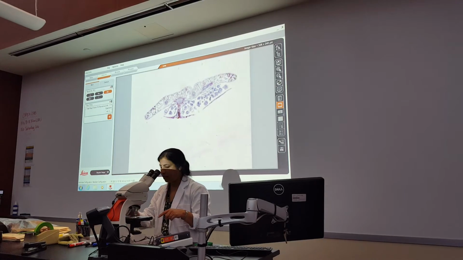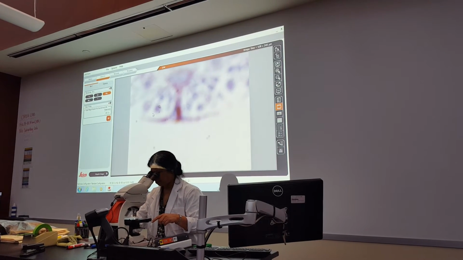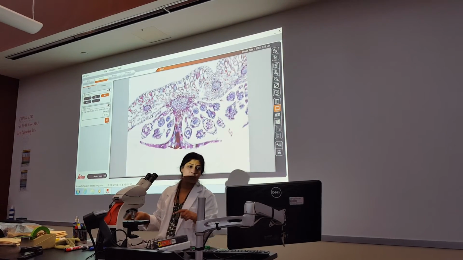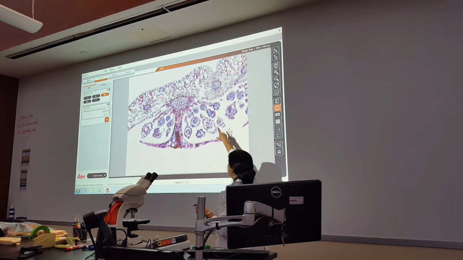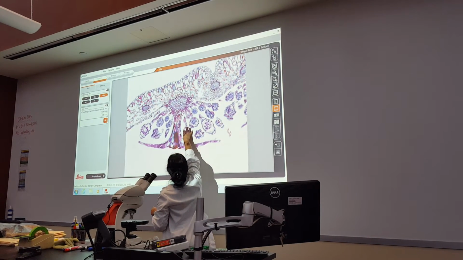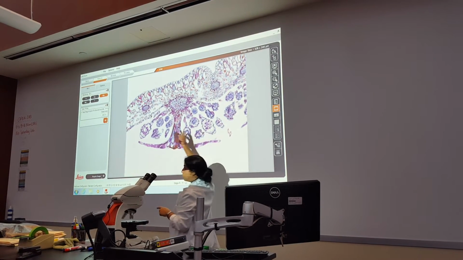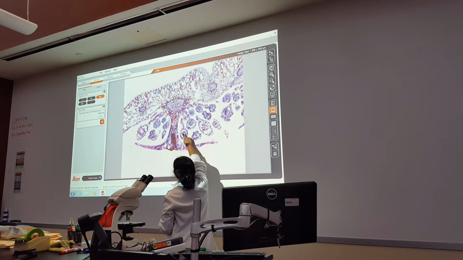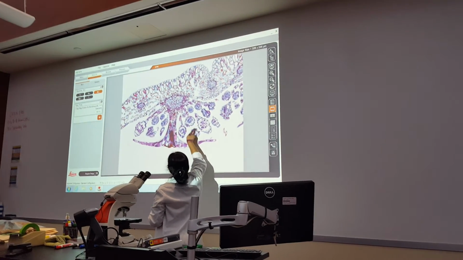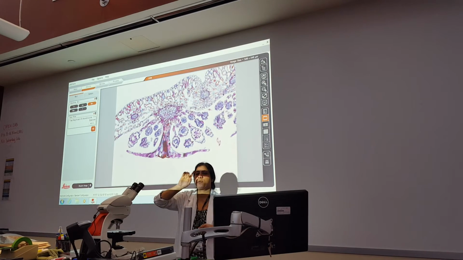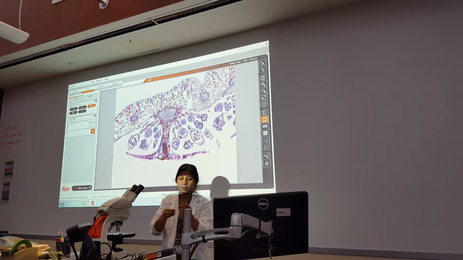Okay, let me zoom in a little more. Okay, that is one sorus. This is the sorus. What are these things? Sporangia. What will the sporangia have? Spores. What will the spores germinate to form?